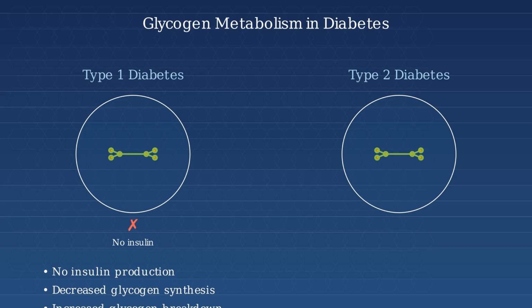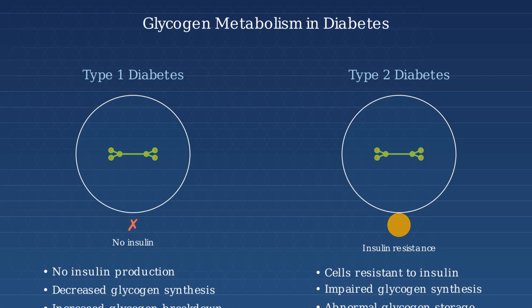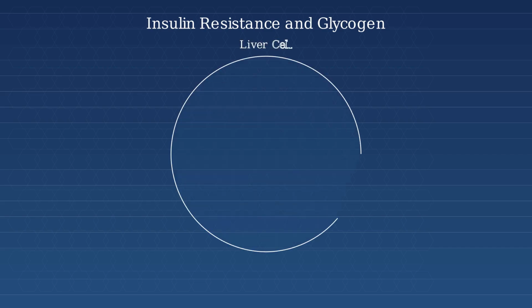In type 2 diabetes, cells become resistant to insulin signaling, despite normal or even elevated insulin levels. This insulin resistance impairs glycogen synthesis and leads to abnormal glycogen storage patterns in liver and muscle. Let's examine the molecular basis of insulin resistance and how it affects glycogen metabolism.